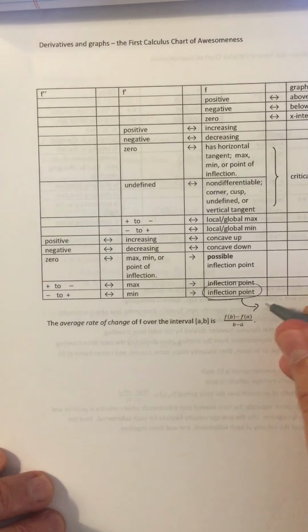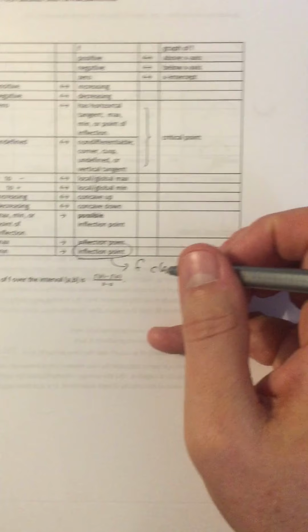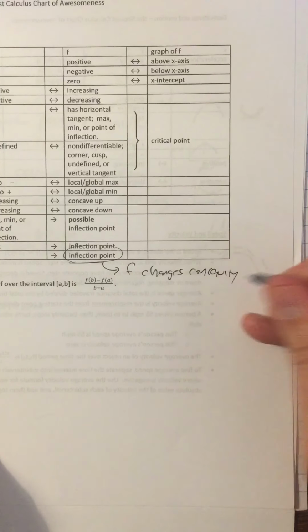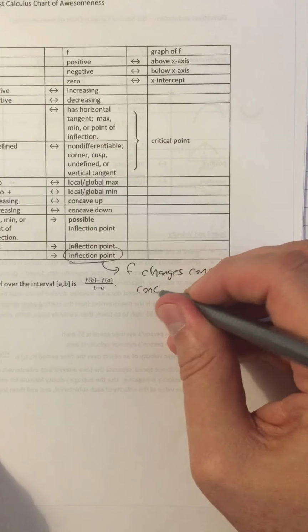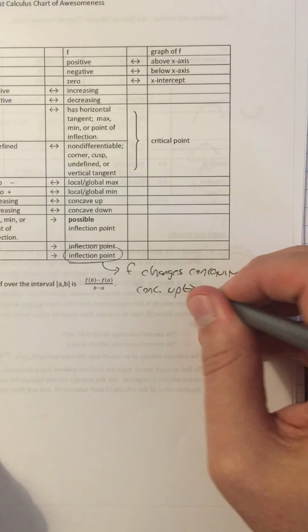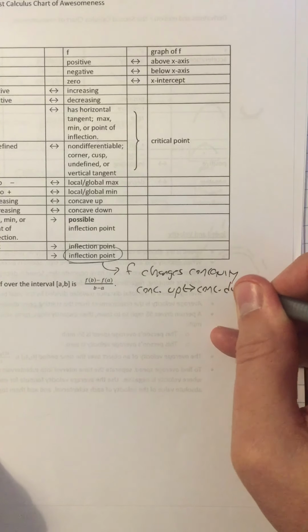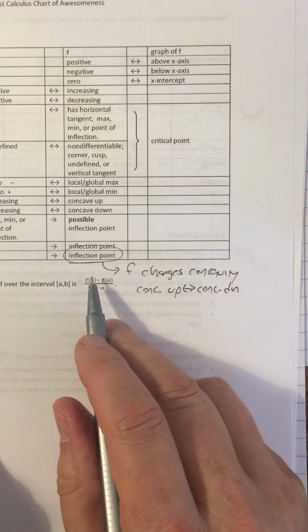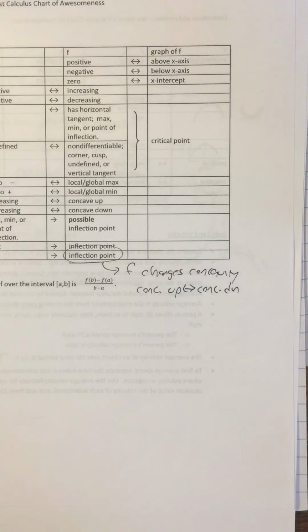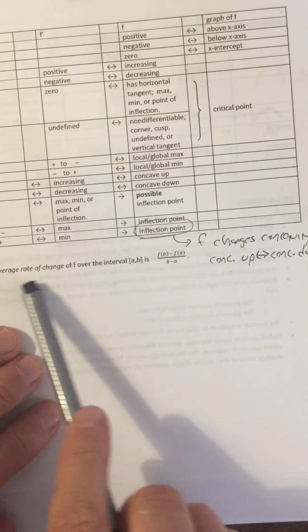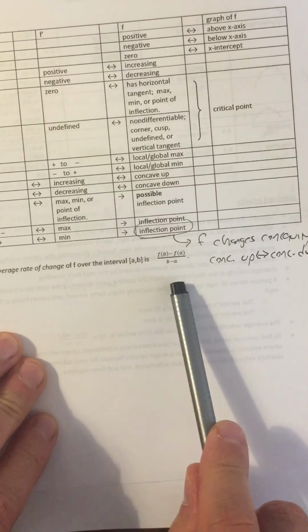An inflection point is a point where f changes concavity. All right, so that means it changes from concave up to concave down or vice versa. So we call that a change in concavity. That's called an inflection point. We'll talk a lot more about that later. I threw in here the average rate of change, f of b minus f of a over b minus a.